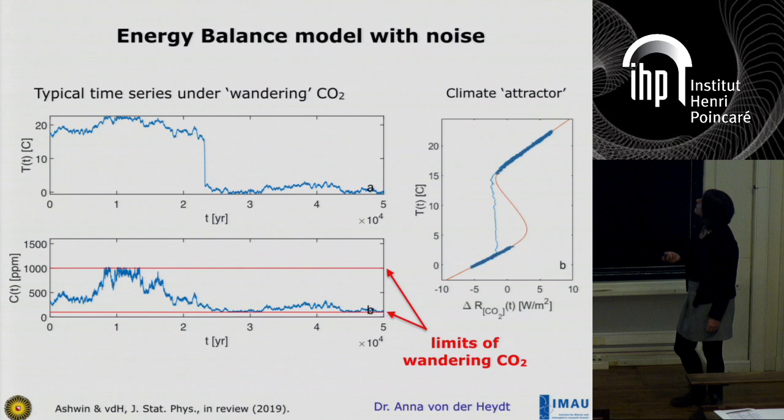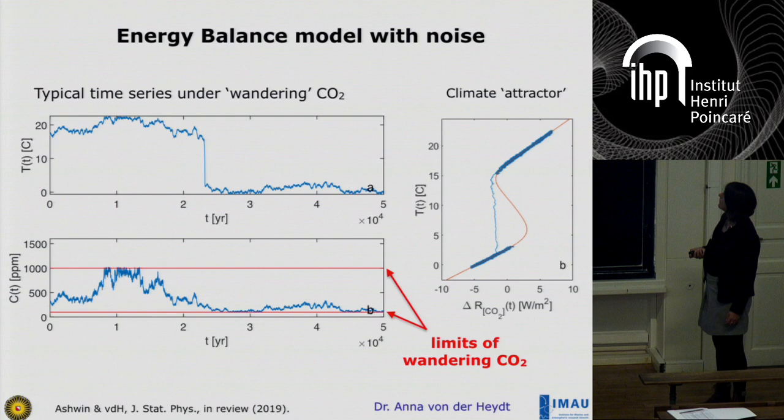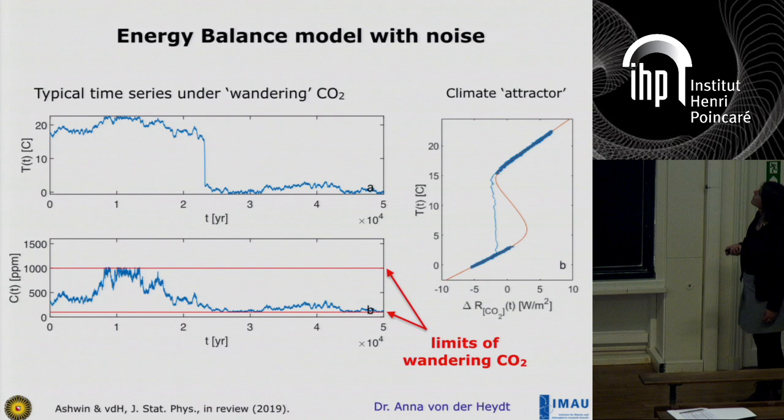So we let the CO2 concentration randomly vary between two limits. These are these red lines. And that gives us an evolution of the temperature. We see that once the lower limit here is almost reached, the temperature does make a transition in this case. And if you plot that as temperature versus delta R CO2, you get some exploration of this attractor at least.